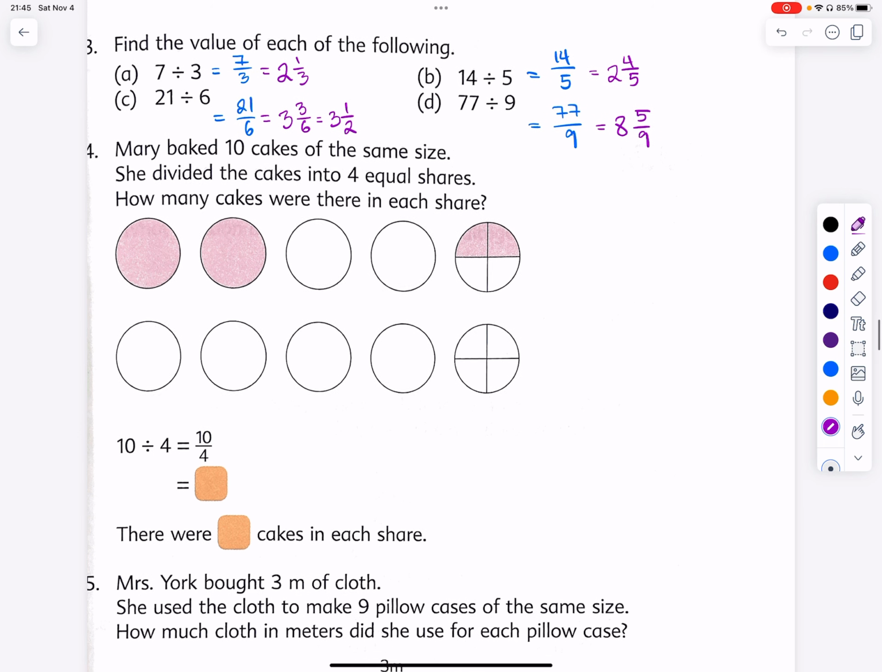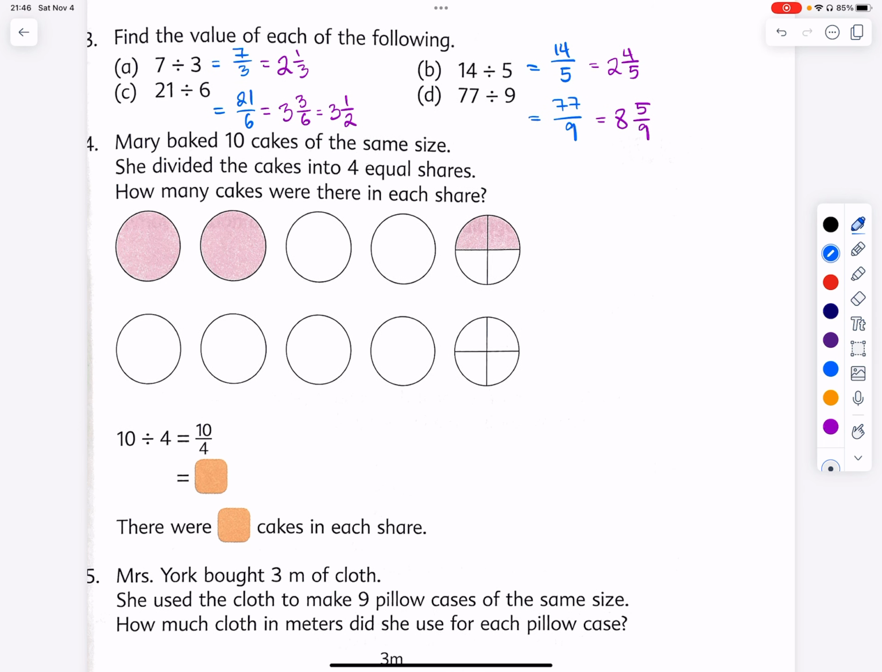Let's take a look at the word problem. Mary baked 10 cakes of the same size. That's important, that they're the same. She divided the cakes into 4 equal shares.